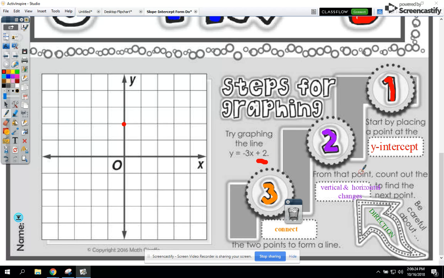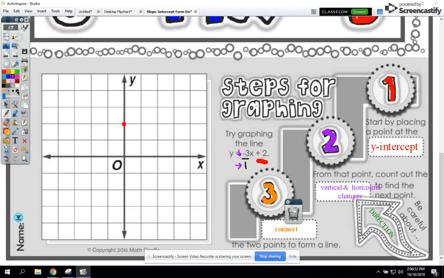Then from that point, we're going to count the direction of slope. Now when you do slope, you want a vertical change over horizontal change. So in this case, we don't see the two numbers, so we have to remember that any whole number has a denominator of 1. So we're going to have a vertical change of negative 3, so that means we're going to go down 3 and over positive 1. So I always go to the right.